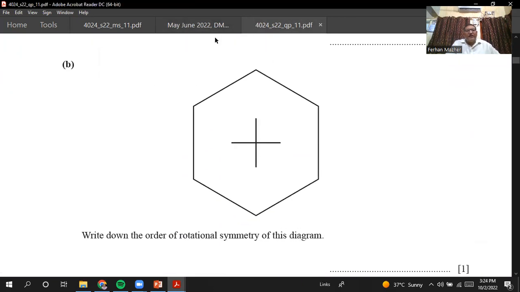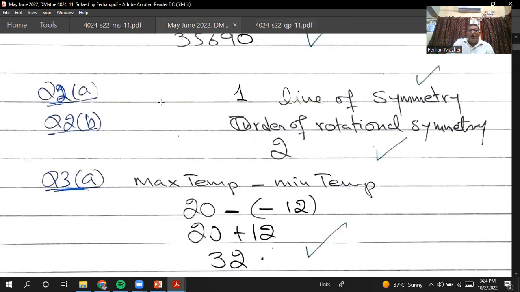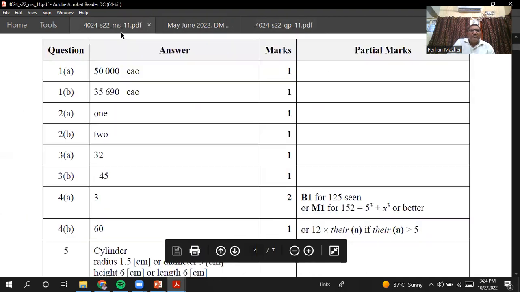Question number 2B. He says, write down the order of rotational symmetry of this diagram. Rotational symmetry means that when you rotate this figure 360 degrees, how many times during that rotation will it fit onto itself? I think it will fit only 2 times. So the order of rotational symmetry is 2. So let me show you. 1 and 2 is the right answer, sir.